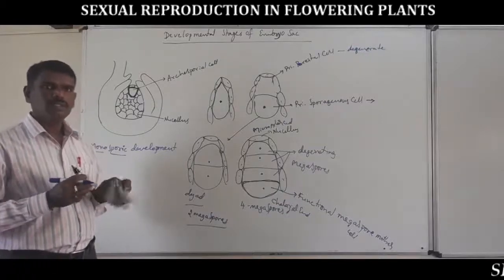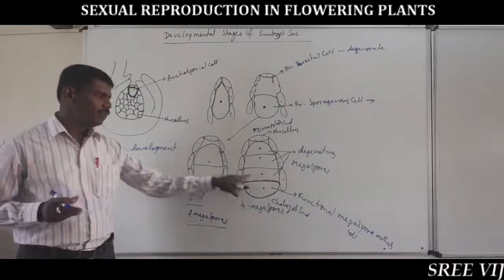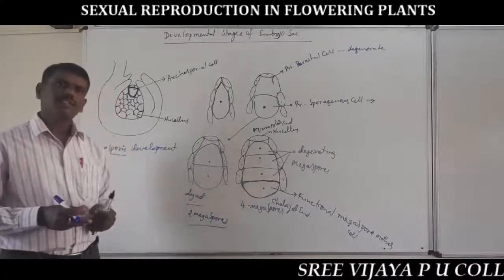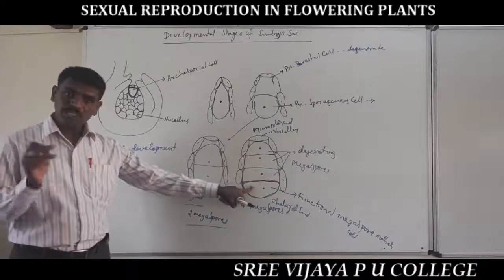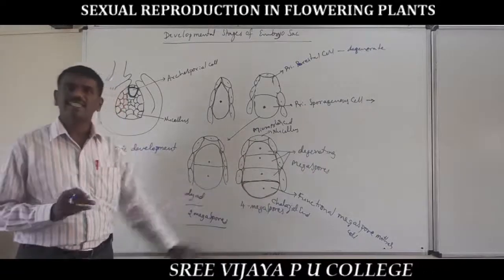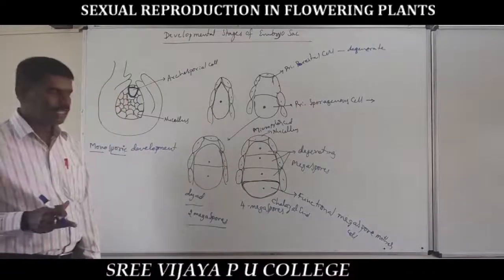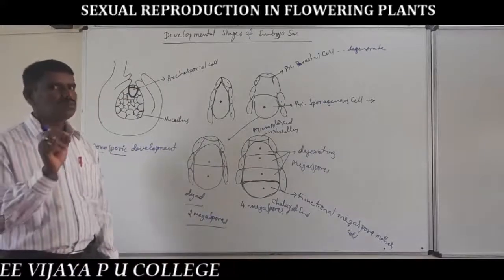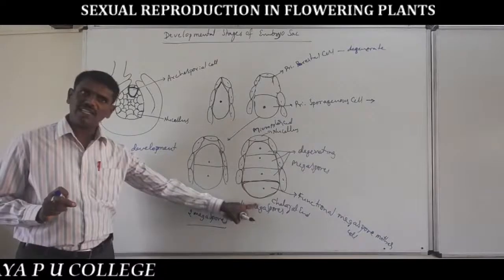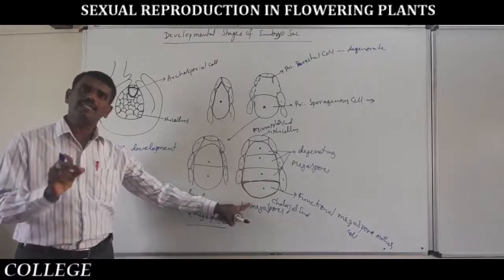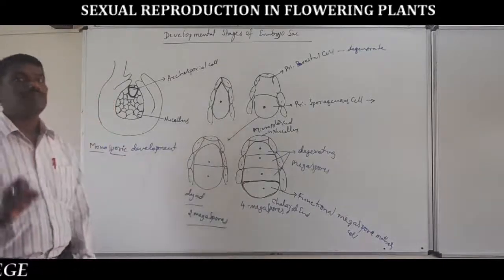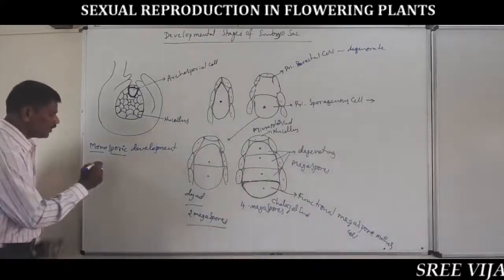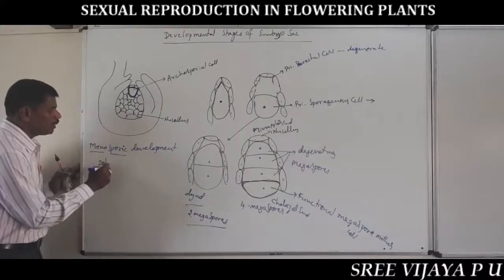Sometimes, out of 4 megaspores, the megaspore present towards the chalazal end remains. These 3 are degenerate. The megaspore remaining towards the chalazal end provides the complete embryo sac. That type of embryo sac development is the Polygonum type.